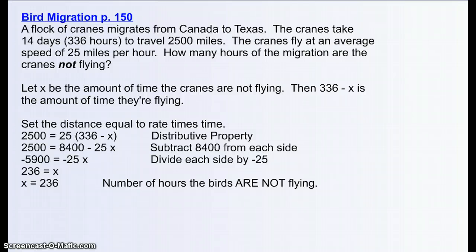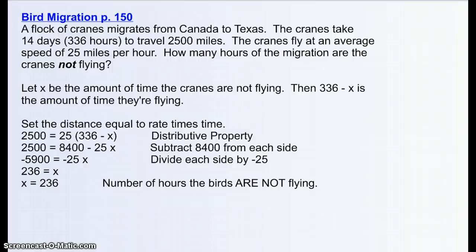It was key here to translate those 14 days into hours, because you see our rate is 25 miles per hour. Remember, the rate always has to agree with the time. And from our first chapter, we know that distance equals rate times time. Let's set up our variables. If we let x be the amount of time the cranes are not flying, because remember, that's what we want to solve for, the time they're not flying, then the time they are flying is 336 minus x, the total time minus the time they're not flying.